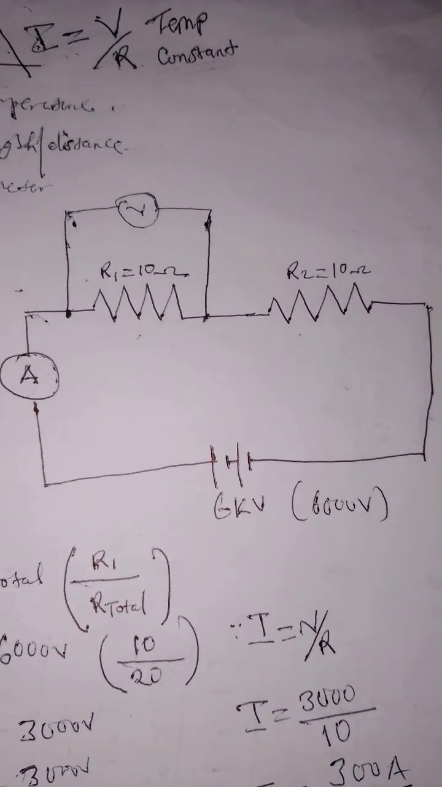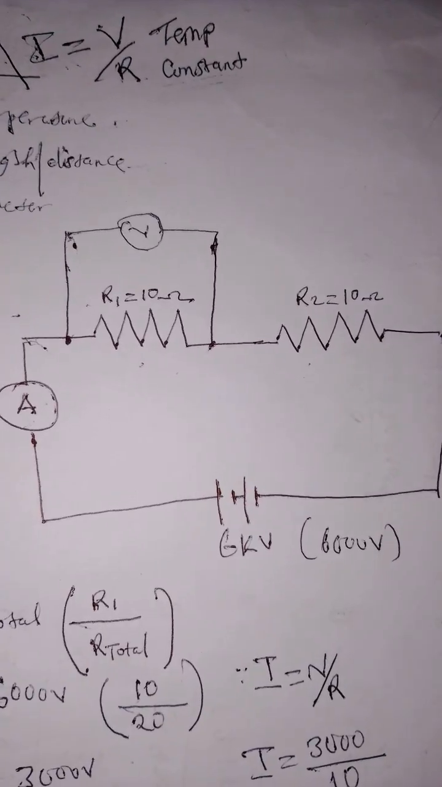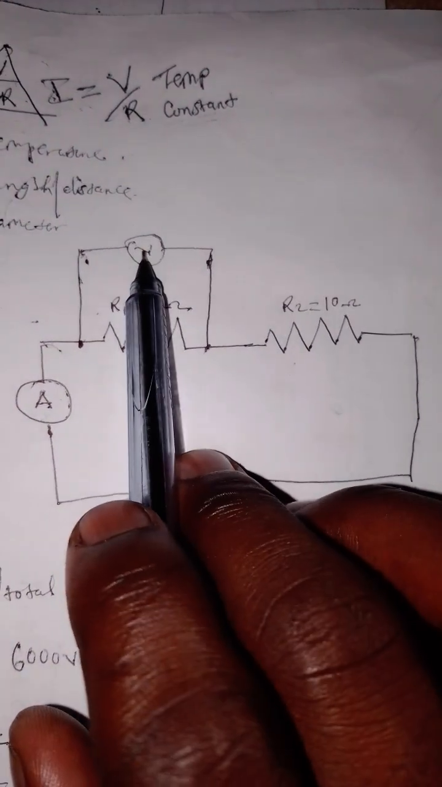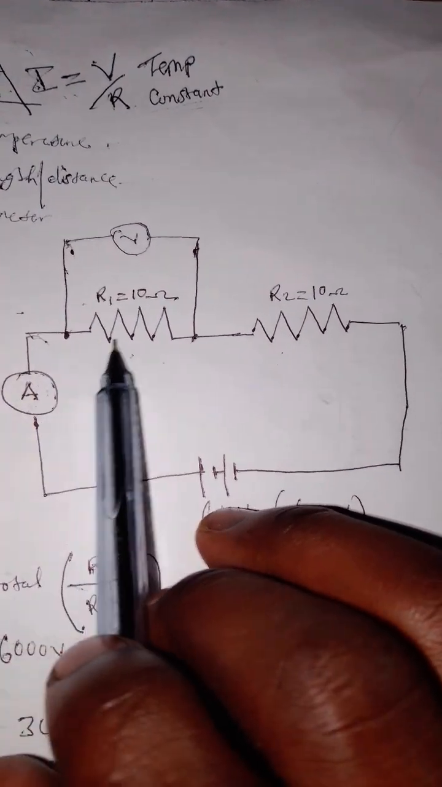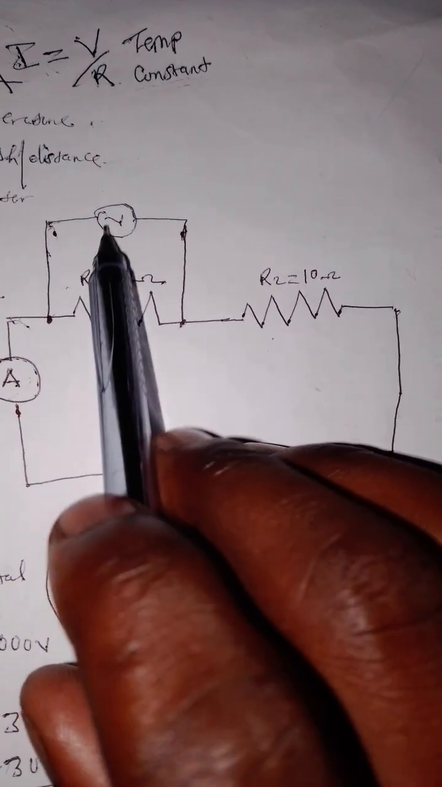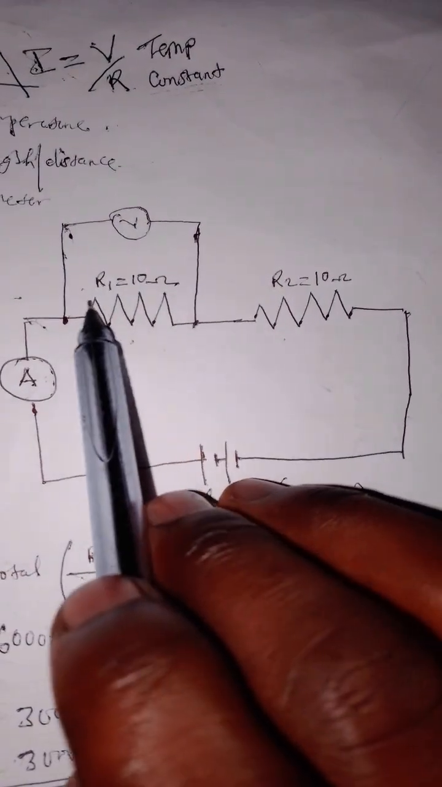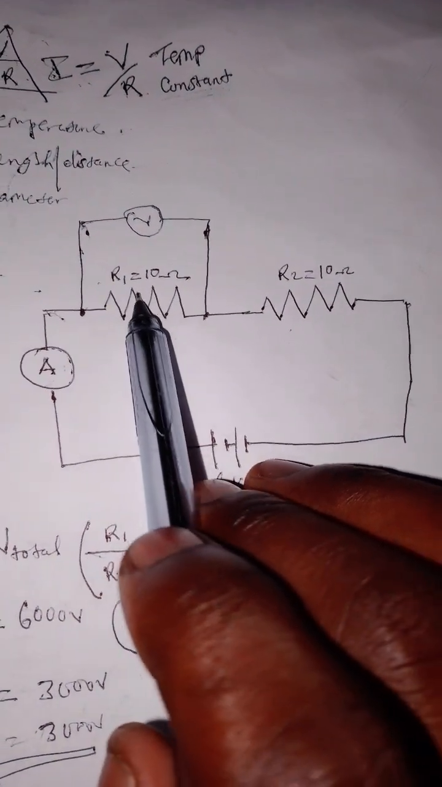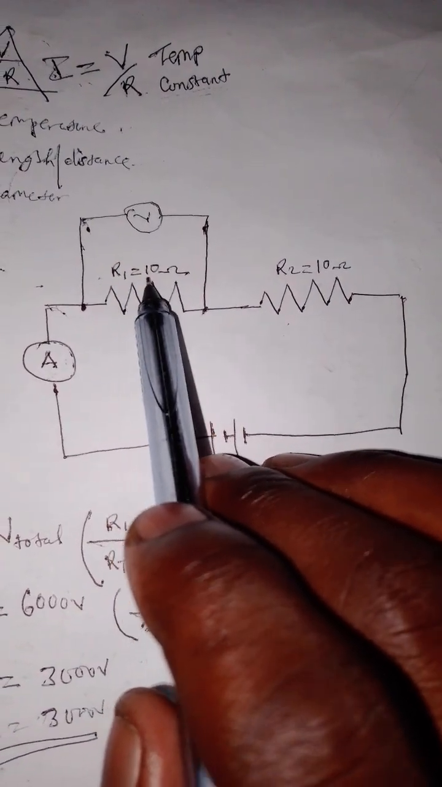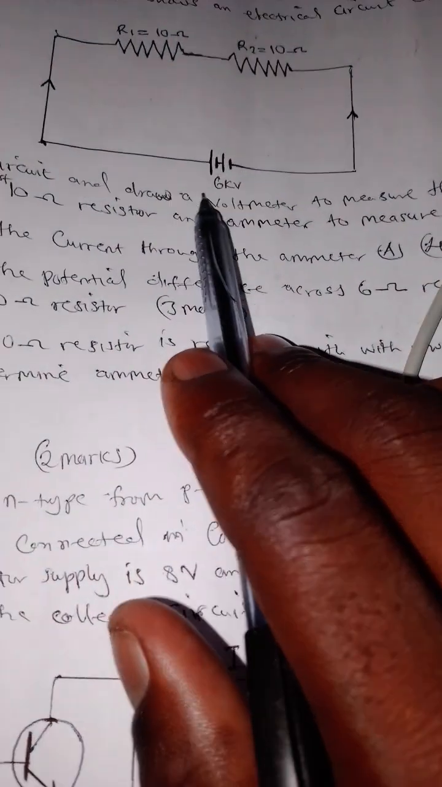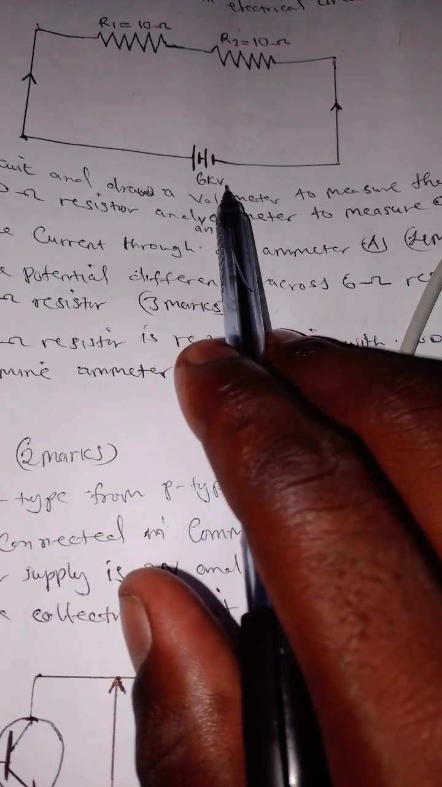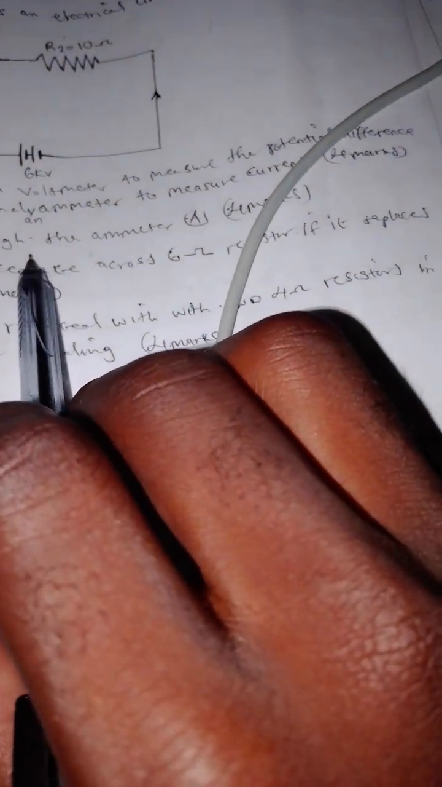Like that. This is how it is going to look. You see, this is the voltmeter, this is the ammeter. This is how it is supposed to be connected. This one should be in series with the resistor, but the voltmeter should be in parallel. Remember we're dealing with this resistor here, and the resistance is 10 ohms. Here it is 6 kilovolts.